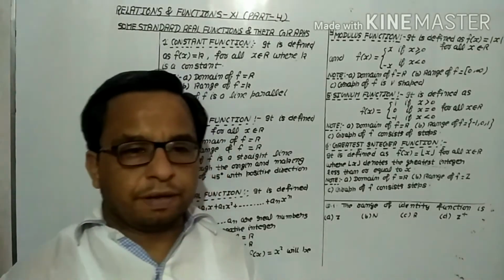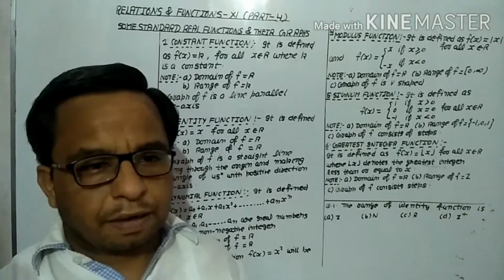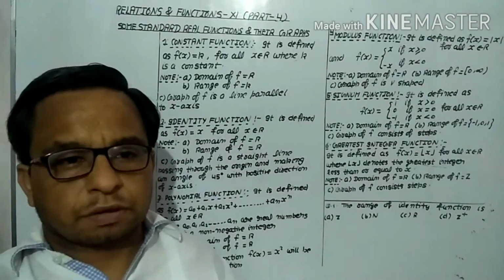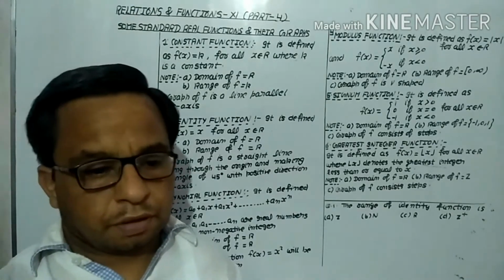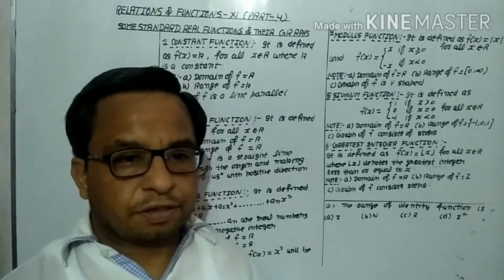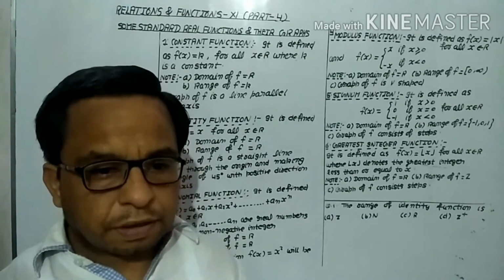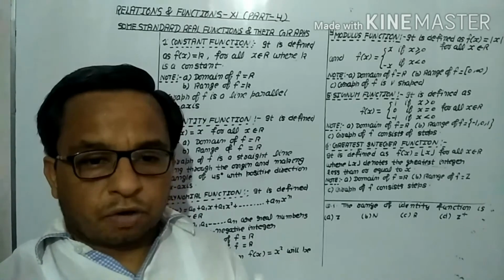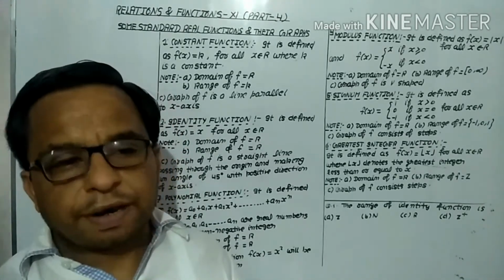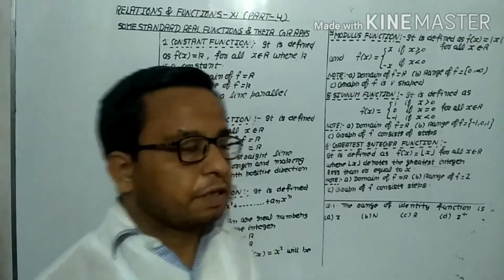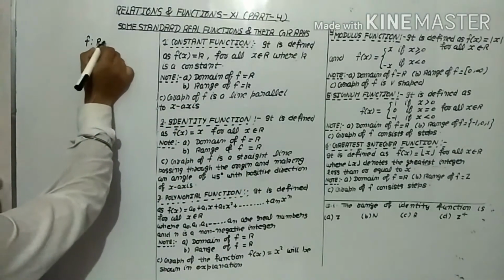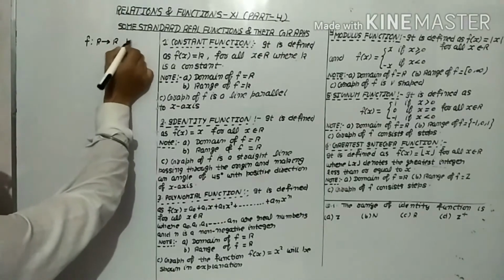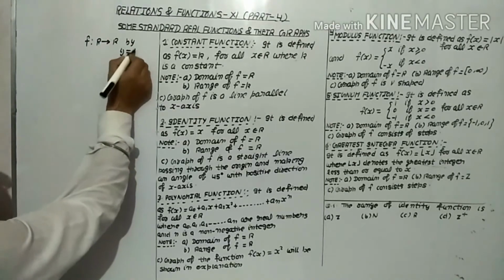Good morning everybody. Students, in this part I'll explain some standard real functions and their graphs. You know very well, a real function means that for any function we are taking the domain and codomain from the real numbers. So a real function is always denoted by f: R to R and by y = f(x).